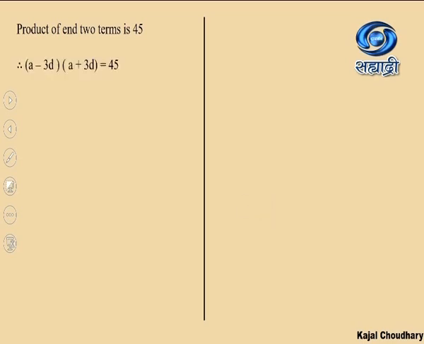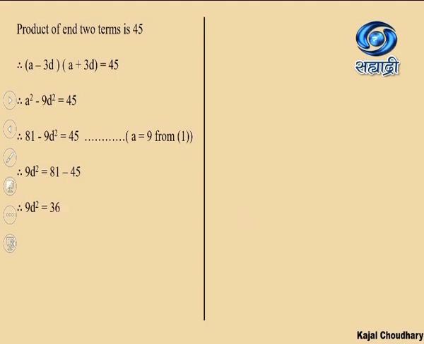Which were A minus 3D and A plus 3D. Here we are going to apply the identity, A minus B times A plus B is equal to A square minus B square, and using that, if you open it up, we are going to get A square minus 9D square is equal to 45. Now, if you substitute the value of A, which you had found in equation number 1, 9 square becomes 81, minus 9D square is equal to 45. We are going to solve for D.